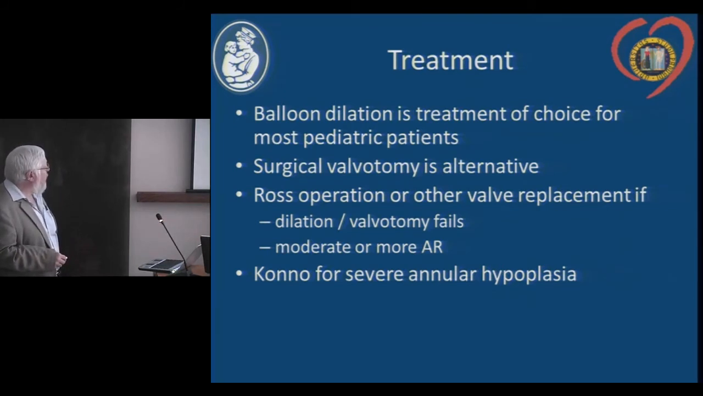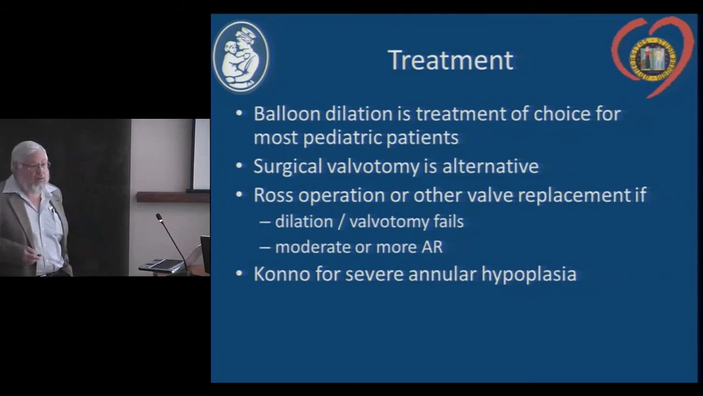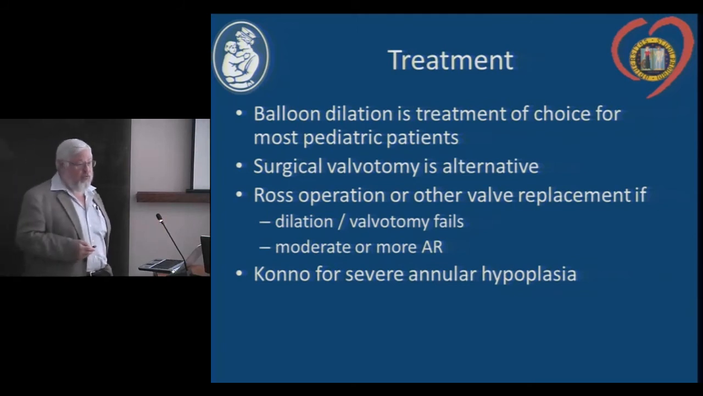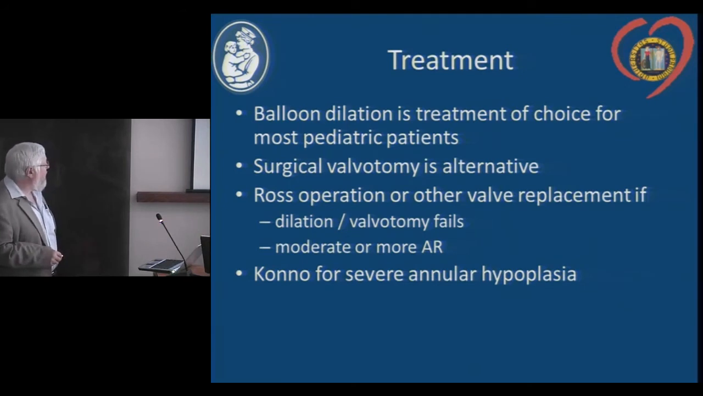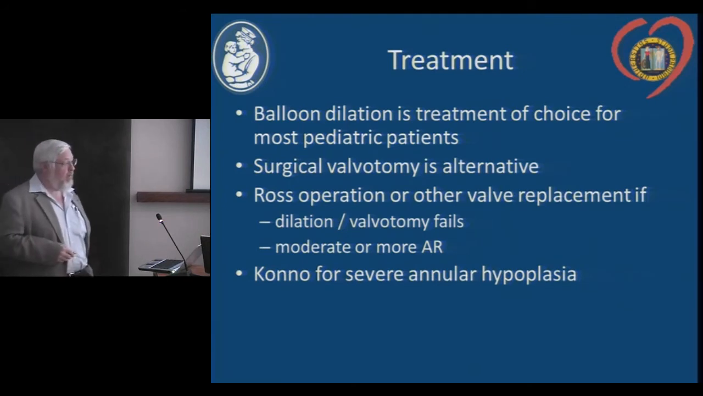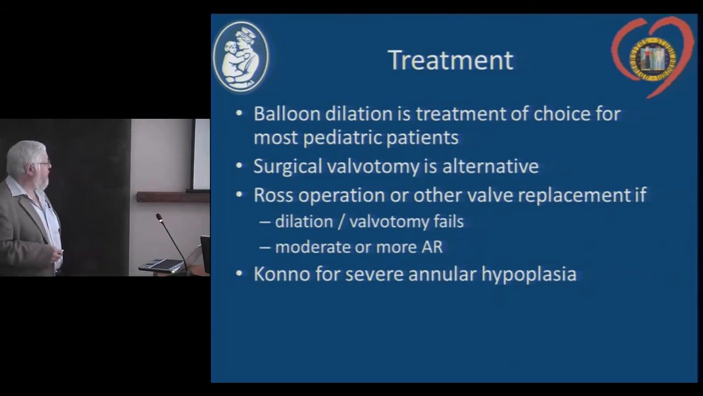Other options for treatment of this are the Ross operation in patients who either fail valvotomy because one simply can't reduce the gradient either with a balloon or at surgery, or because they develop more than moderate aortic insufficiency and become ill from the aortic insufficiency often created by the treatment. So a neonatal Ross operation may be necessary in a subgroup of these patients.